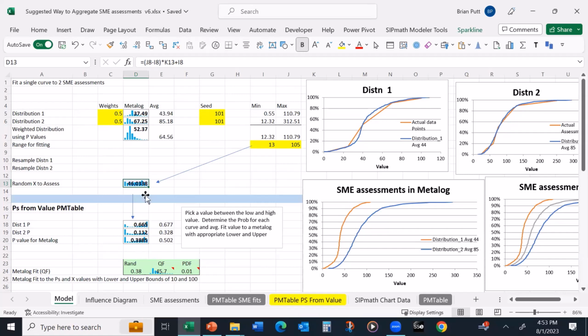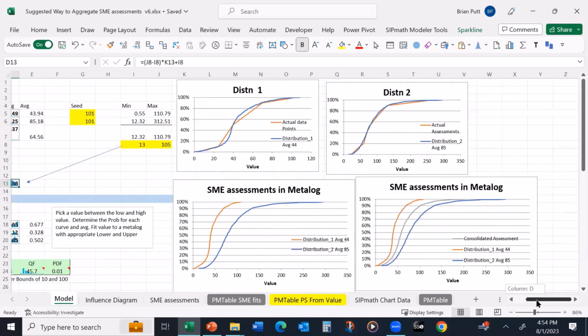So now that I have a value and a percentile, I can fit those values to a metalog. And that turned out to be a bounded 6-term metalog with a lower bound of 0 and an upper bound of 250. I can then plot that over here. We can see the two distributions and the fitted metalog.